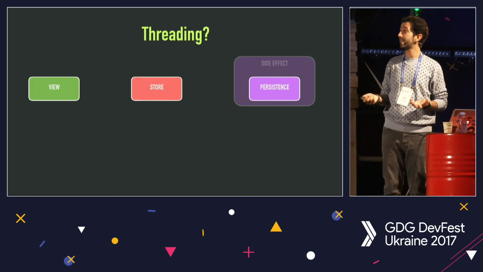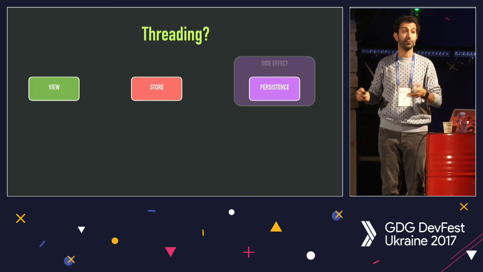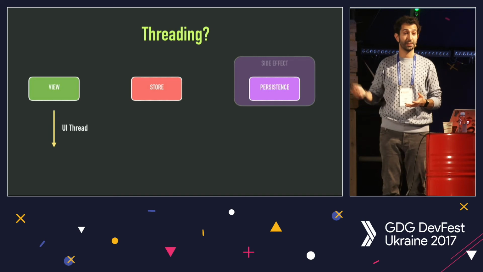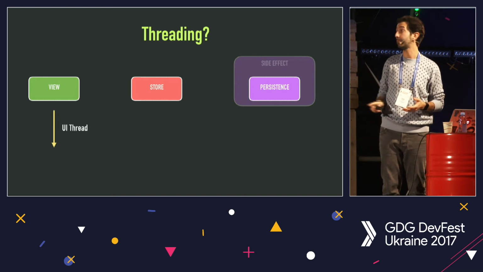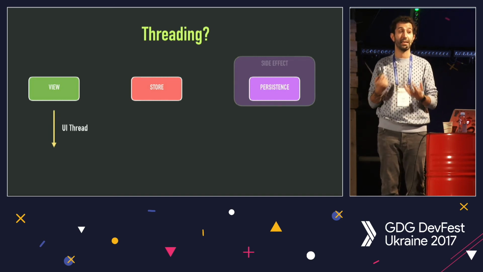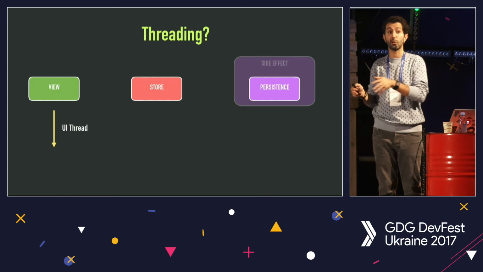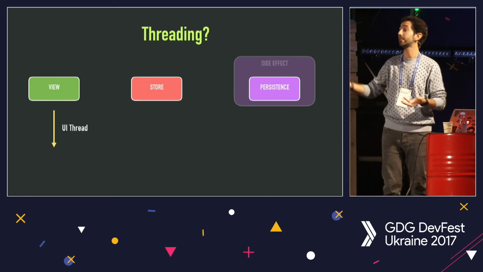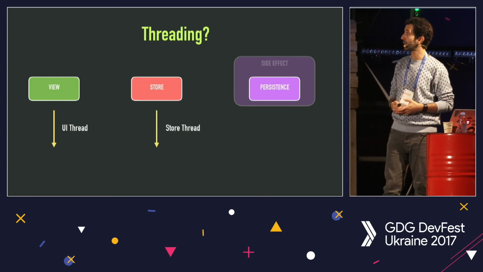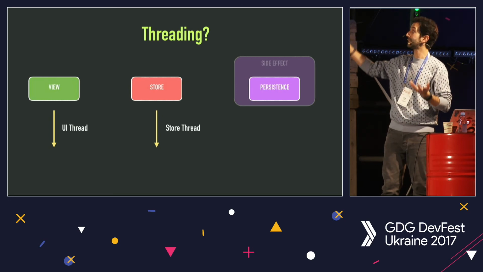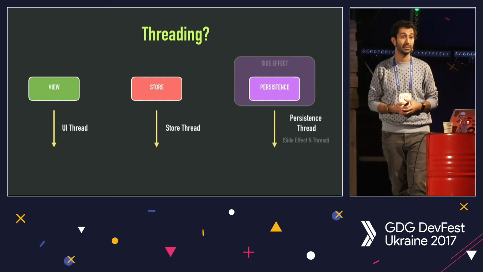Threading is really important here. Our view, of course, is going to run in the main thread, but as you have seen before in all the different snippets, the store also receives a thread, so the store is going to run in the thread that you wish. In our case, the store is going to run in the store thread, and every side effect is going to run also in its own thread, okay?